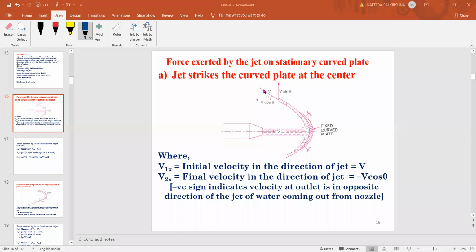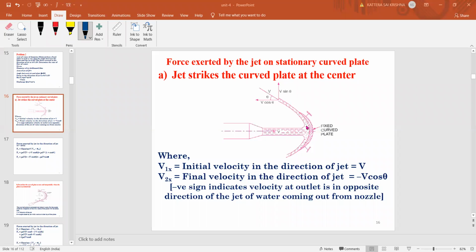Since it is coming out inclined with an angle theta, there is a component of velocity in the x direction again, velocity in the direction of x. So that we need to take as the final velocity in the direction of jet. After hitting the plate, the final velocity in the direction of jet is not zero for these curved plates, because there is a component of the final velocity in the x direction, in the jet direction. So that's why here we won't get zero as the final velocity. Remember that point, because there is a component of final velocity in the x direction as v cos theta.